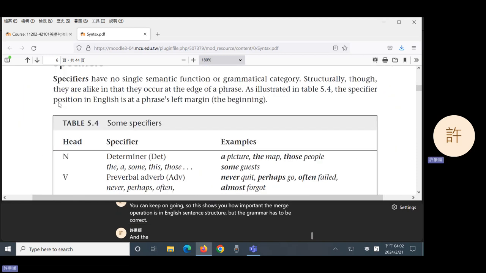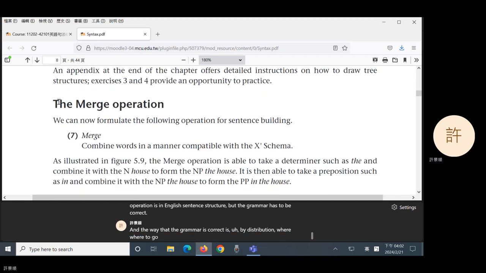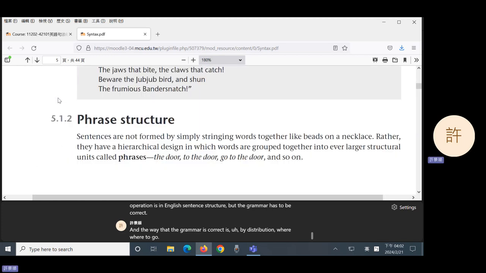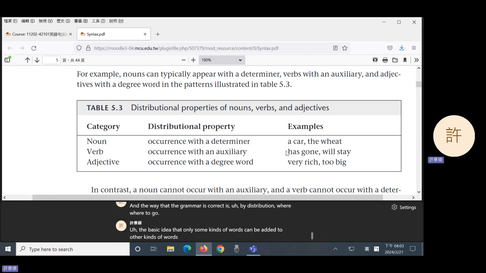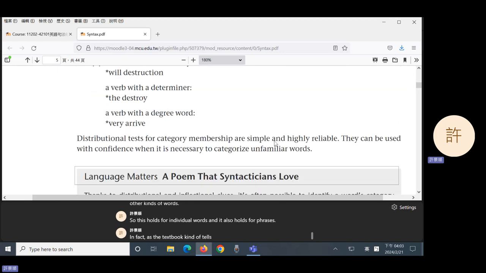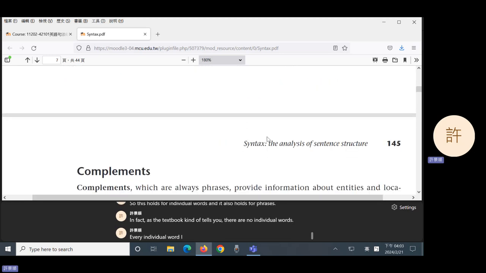And the way that the grammar is correct is by distribution. The basic idea is that only some kinds of words can be added to other kinds of words. So this holds for individual words, and it also holds for phrases. In fact, as the textbook tells you, there are no individual words. Every individual word is a phrase.